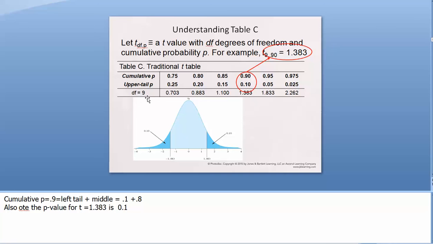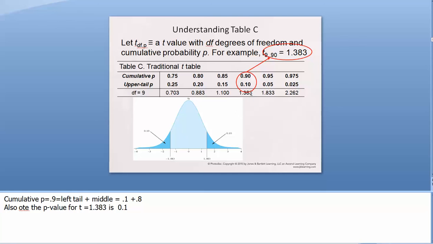So for degrees of freedom to be 9, n has to be 10, right? With degrees of freedom 9, if you calculate a t statistic and the t value is 1.383, then the cumulative, see right here is 1.383. The cumulative, the entire left portion, will be 0.9, and the upper tail will be 0.1.